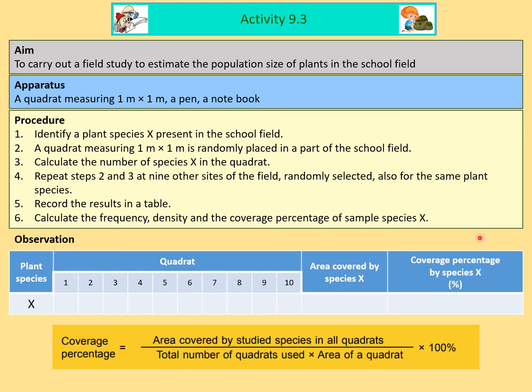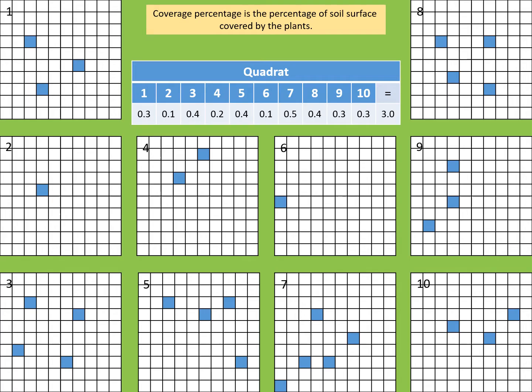Now we calculate the coverage percentage of sample species X. This is the formula for coverage percentage: area covered by studied species in all quadrats divided by total number of quadrats used times area of quadrat times 100%. Coverage percentage is the percentage of soil surface covered by the plants.